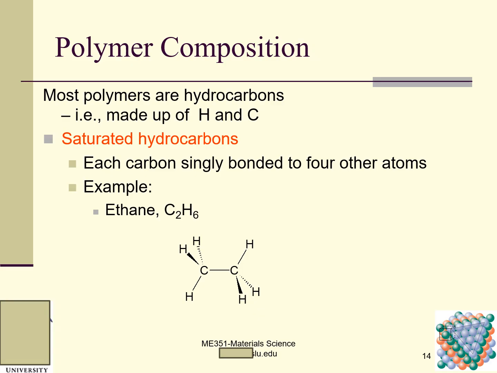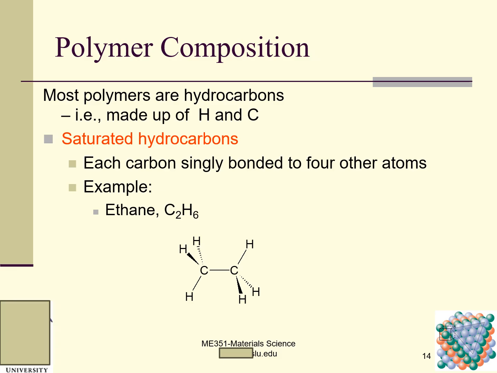Okay, most polymers are hydrocarbons. Hydrocarbons are very common, commonly available elements in nature, on the earth, made up of hydrogen and carbon. In a saturated hydrocarbon, each carbon is singly bonded to 4 other atoms. This is why we call it a saturated hydrocarbon. Keep in mind, saturated hydrocarbon means that each carbon is singly bonded to 4 other atoms.